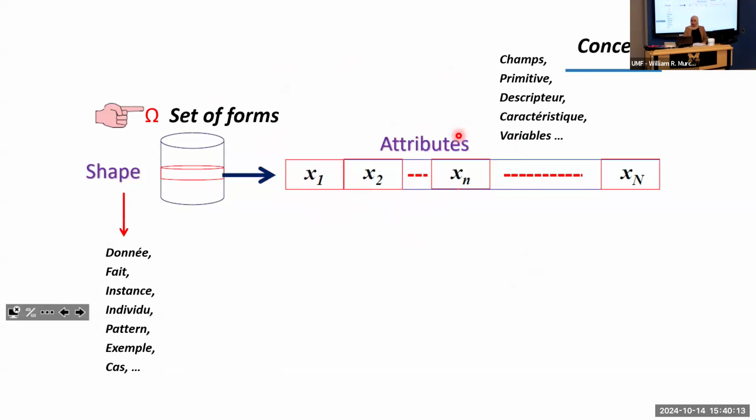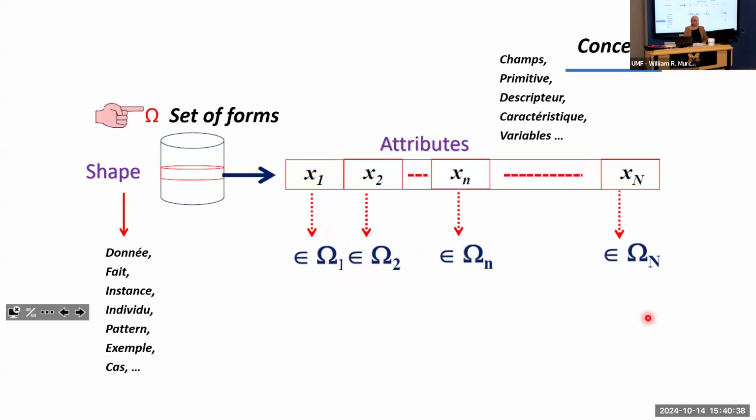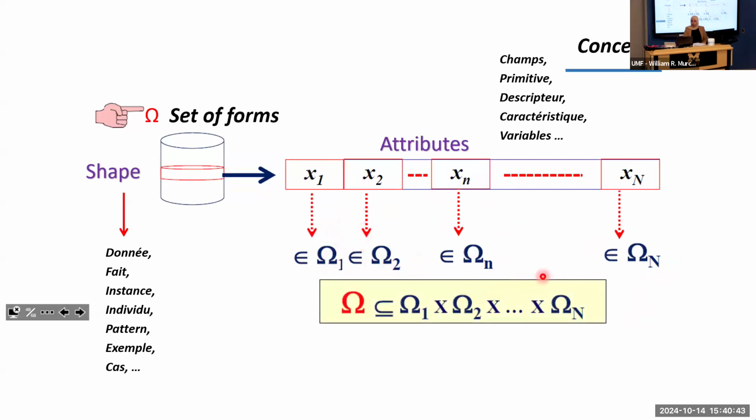However, what we see for attributes is that they all belong to what we call omega, which is the set of forms, and omega here has different values varying from x1 to xn. Each of these values belongs to a subset of this omega. For example, x1 belongs to omega 1, x2 to omega 2, until xn belongs to omega n. Together, all these subsets of attributes form the whole omega that includes all of them, okay?